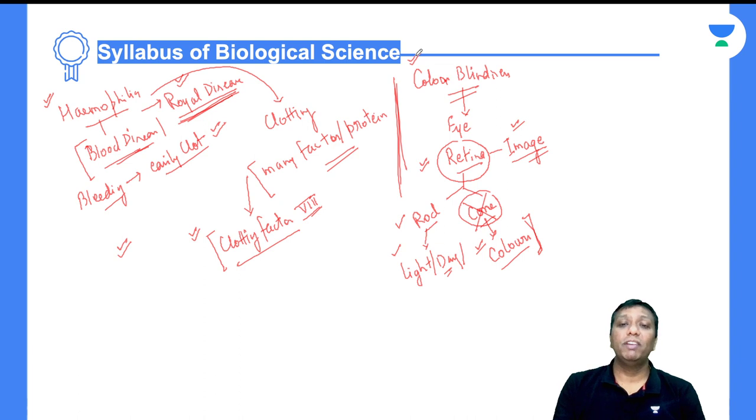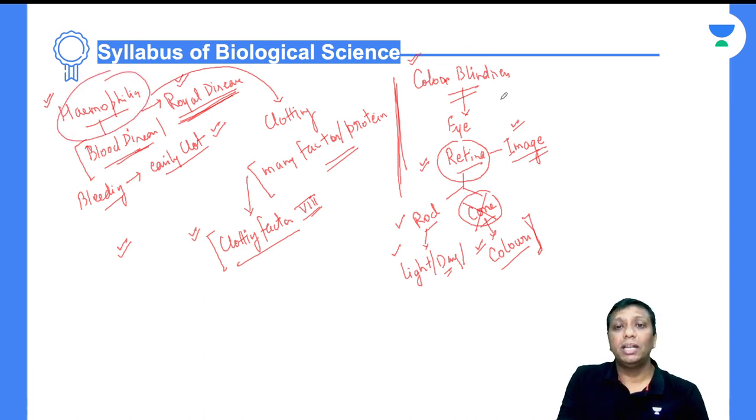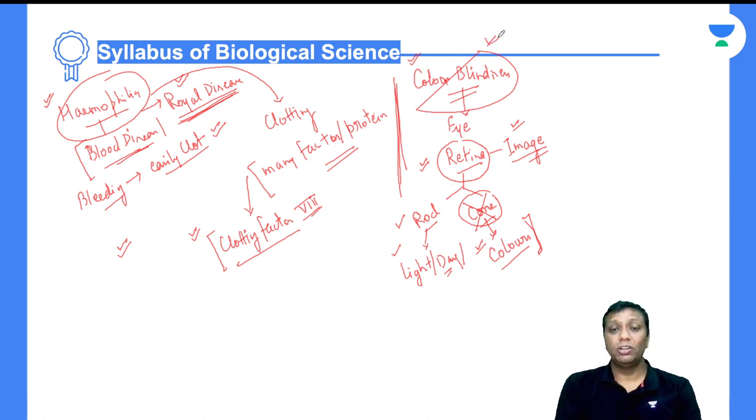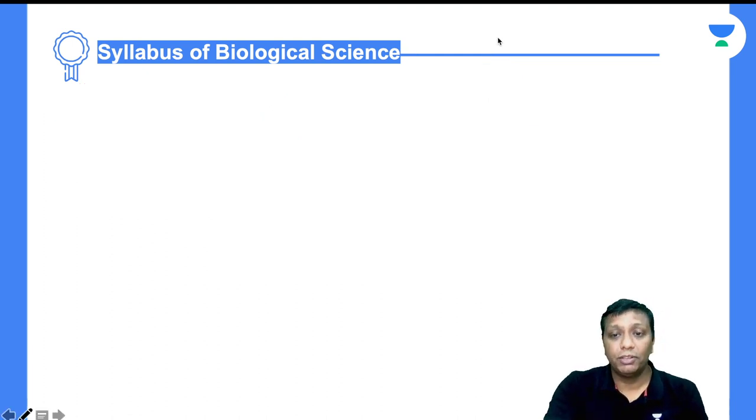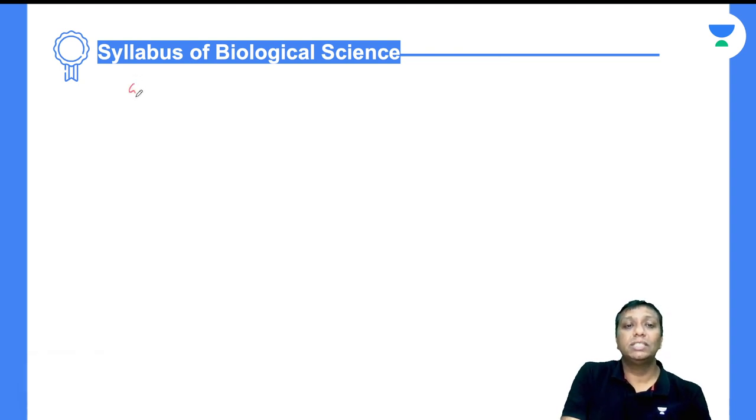So I hope you people are very clear about what hemophilia is and, on the other side, what color blindness is. Nobody has any problem in this case. I hope you are fully confident with all the diseases. One more disease that I'll explain is called sickle cell anemia.